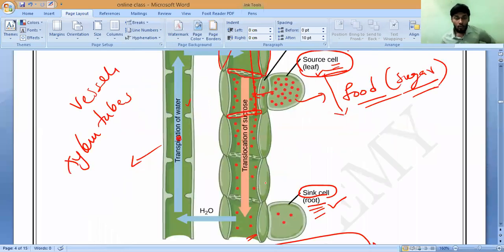So here also, the leaf is called the source cell because the food is produced there, in the mesophyll cells. So that is transported. Translocation with the help of phloem tubes, the network of phloem tubes.